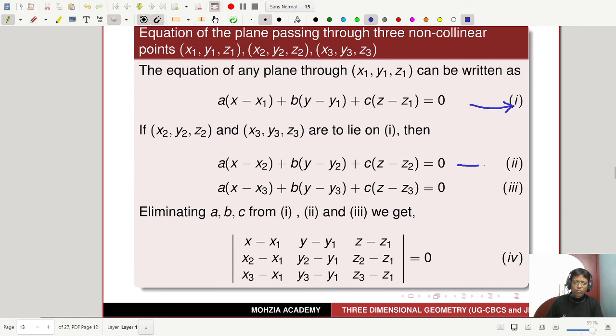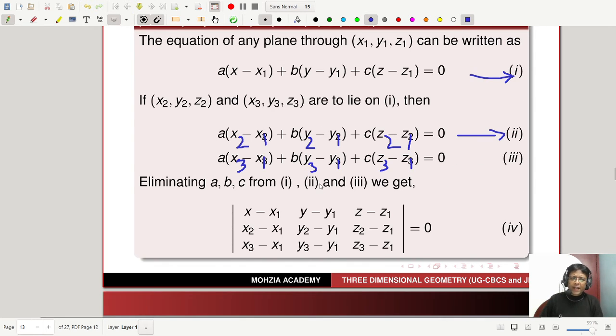So you will get, yes, there is some typographical error, so this will be a(x2 minus x1) plus b(y2 minus y1) plus c(z2 minus z1) equals 0, and a(x3 minus x1) plus b(y3 minus y1) plus c(z3 minus z1) equals 0, because it will satisfy the equation. I replace x by x2, y by y2, z by z2, and in the third one, x3, y3, z3. Excuse me for the typographical error.